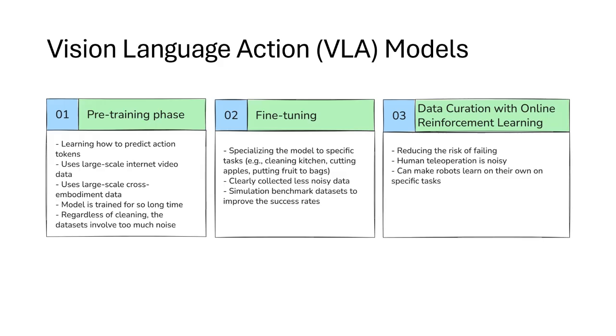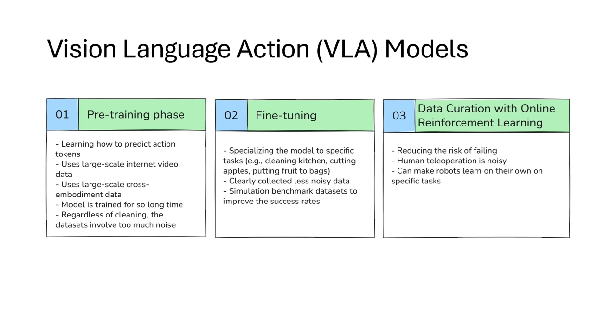When we look at vision language action models in general, the training paradigm is divided into three main parts, just like LLMs such as ChatGPT. The first step is the pre-training phase, where we collect large-scale internet video data and large-scale cross-embodiment data like Open X-Embodiment, and train the model to predict the action tokens. The model is trained for a very long time, and regardless of cleaning, the datasets involve too much noise.